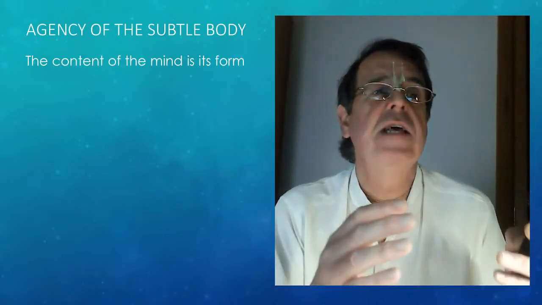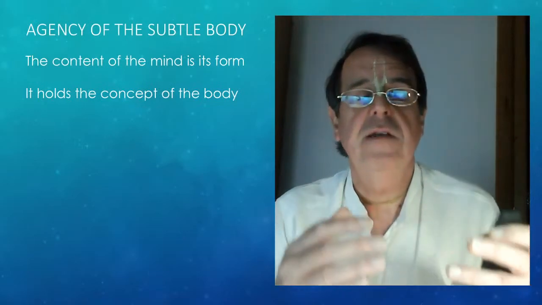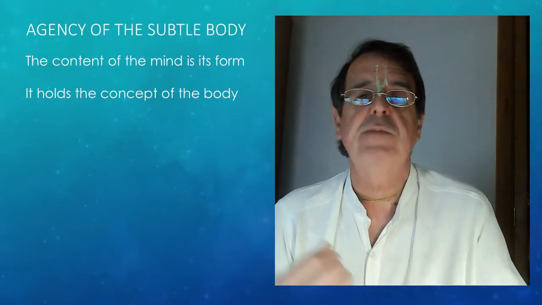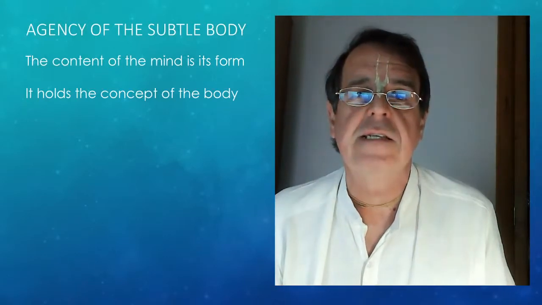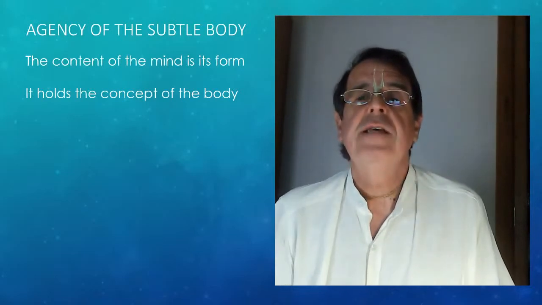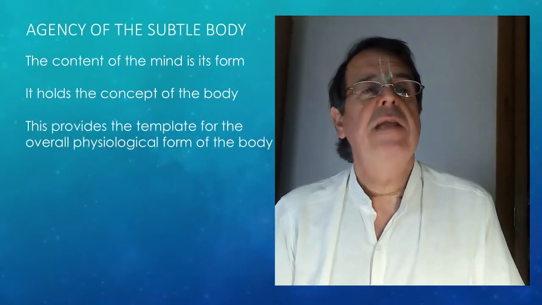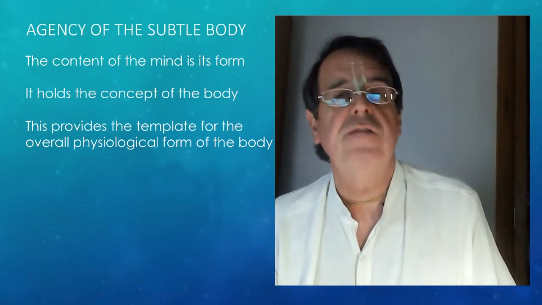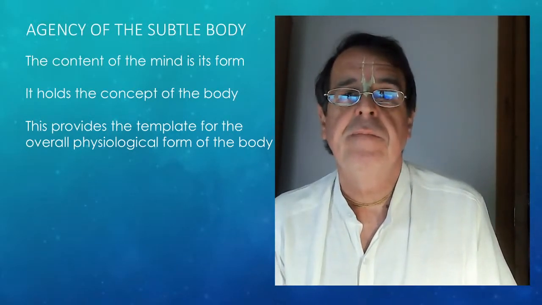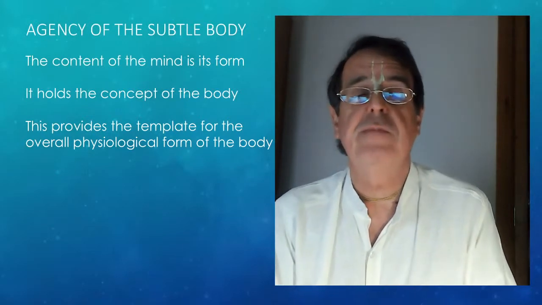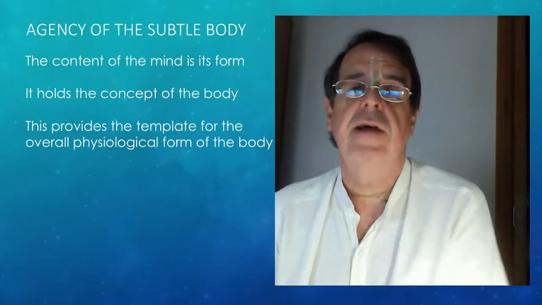The mind then holds the concept of the body as something existing in space with features and senses. So this is the mental form, the Sukshma Sharira. And this then provides the template for the overall physiological form of the body. And this mental template, in Sanskrit, is the Sharira Linga.